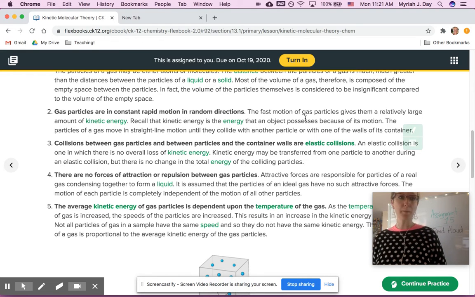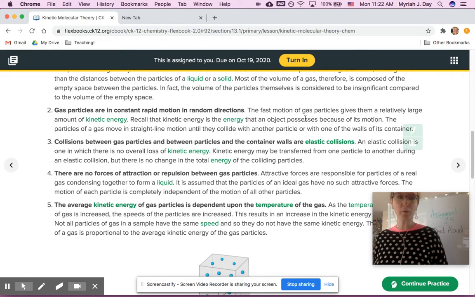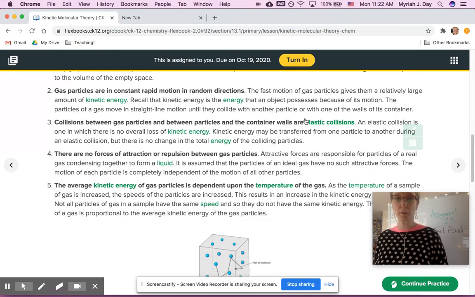Number 4: There are no forces of attraction or repulsion between gas particles. Attractive forces are responsible for particles of a real gas condensing together to form a liquid. It is assumed that the particles of an ideal gas have no such attractive forces. The motion of each particle is completely independent of the motion of all other particles.